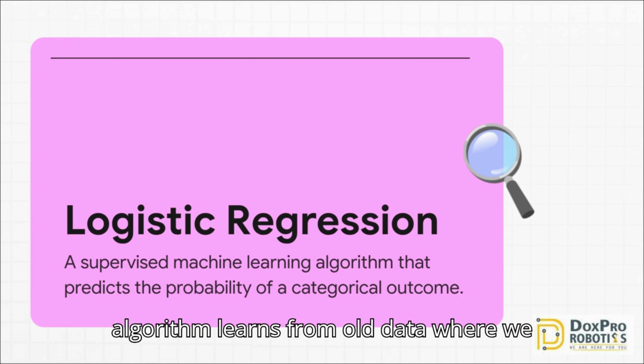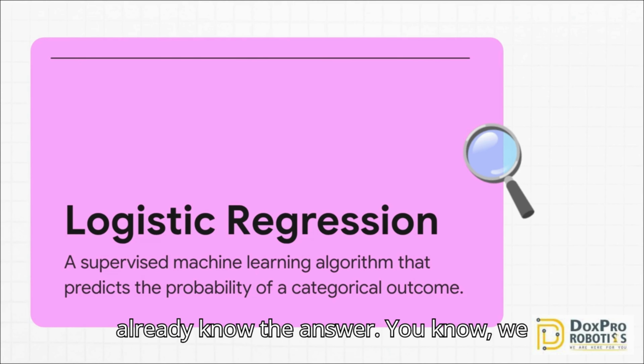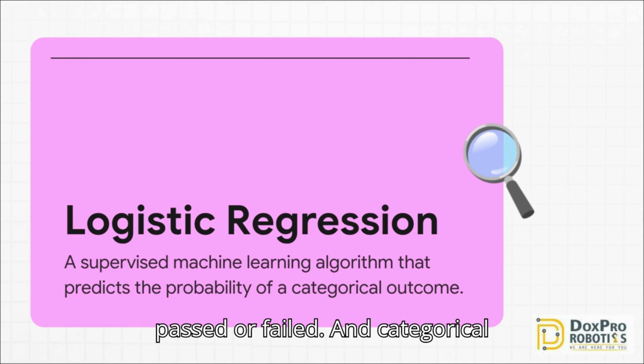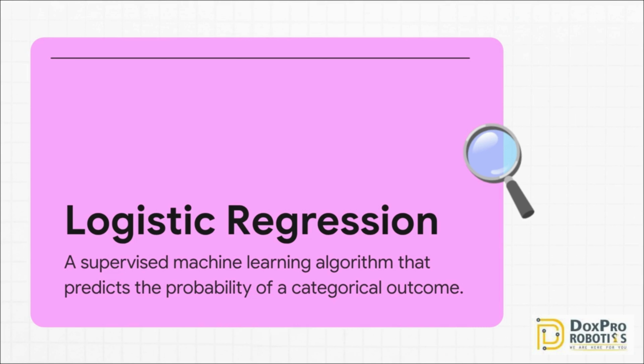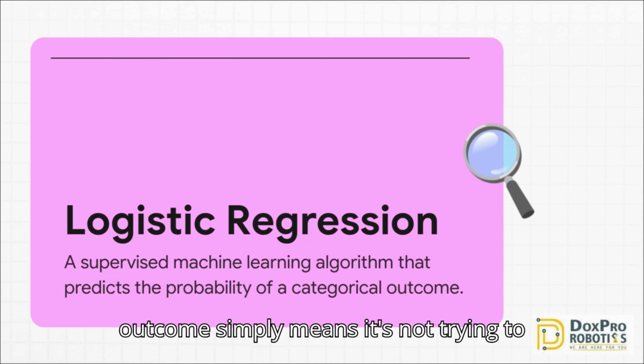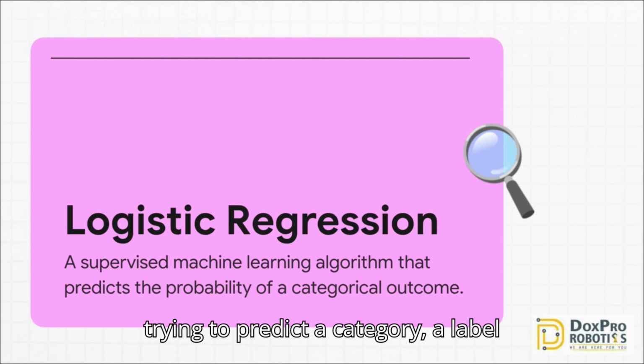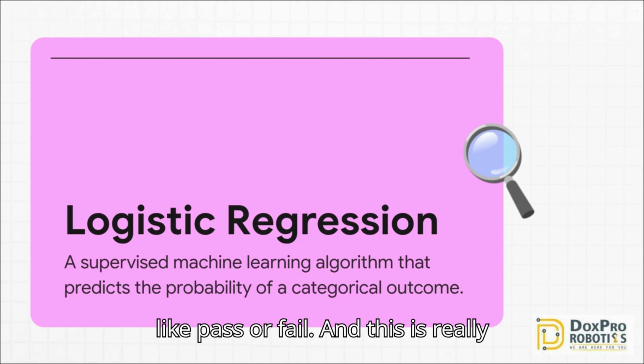Supervised just means the algorithm learns from old data where we already know the answer. We have a list of past students who either passed or failed. And categorical outcome simply means it's not trying to predict a number like a score of 87. It's trying to predict a category, a label, like pass or fail.